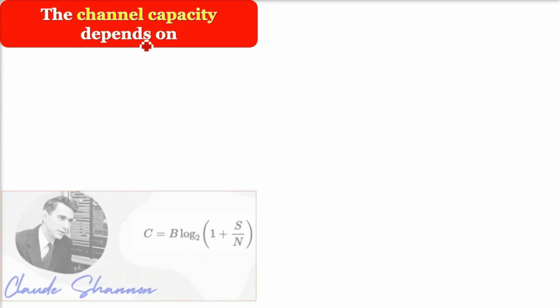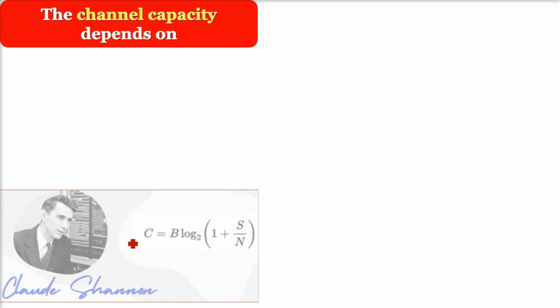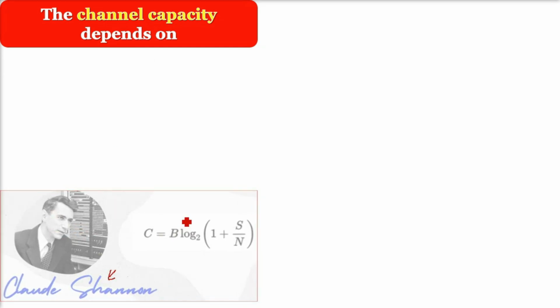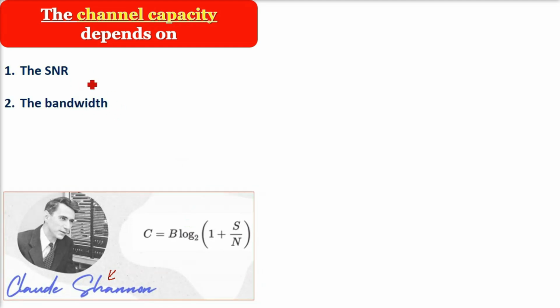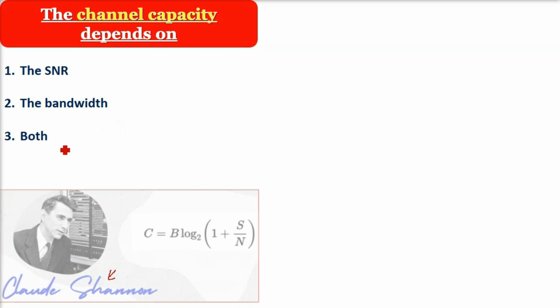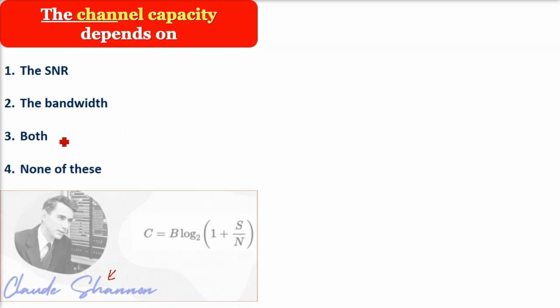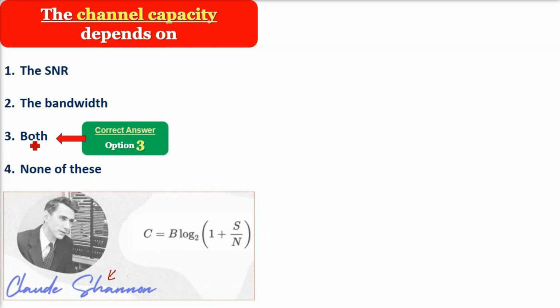The channel capacity depends on: so we are talking about Claude Shannon. Now what options do we have? The first one is the SNR, signal to noise ratio. Then we have the bandwidth. Then both. And finally we have none of these. So you got it right. The answer is both, which is option number 3.